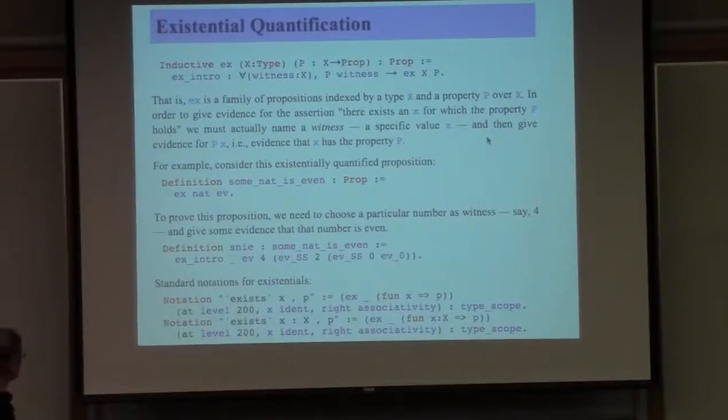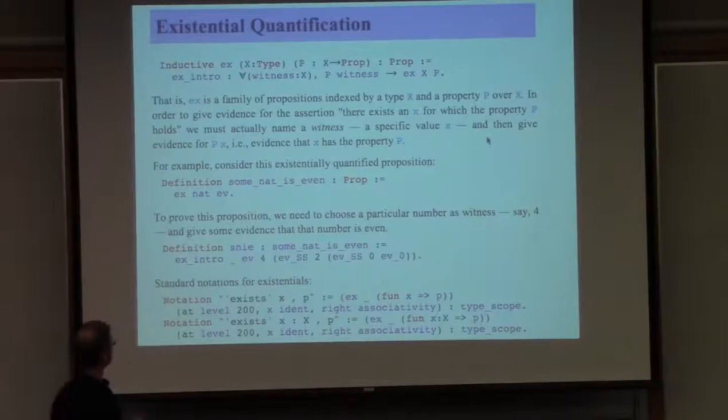So xintro, so the one way of proving an existentially quantified proposition is we have to give two more pieces of data. We have to give a witness, which is an element of the type X, and we have to give evidence that P, the proposition that's being existentially quantified, holds for X.